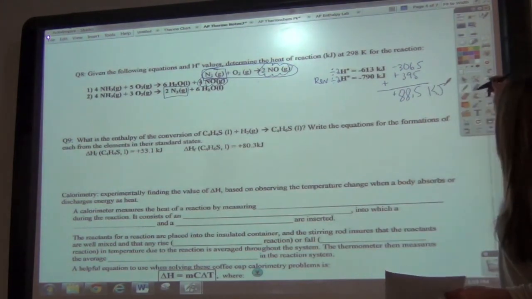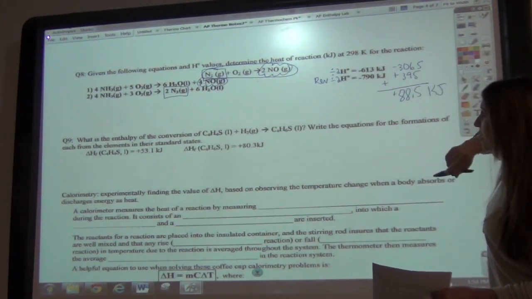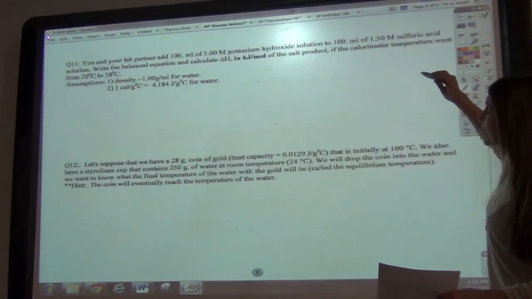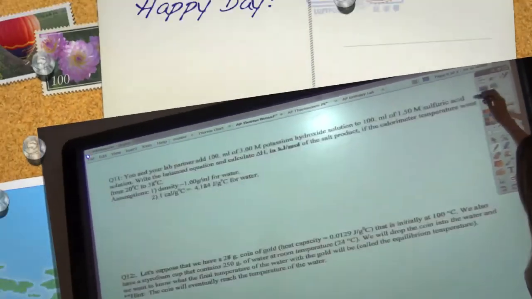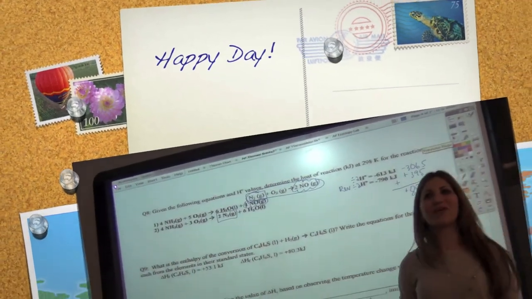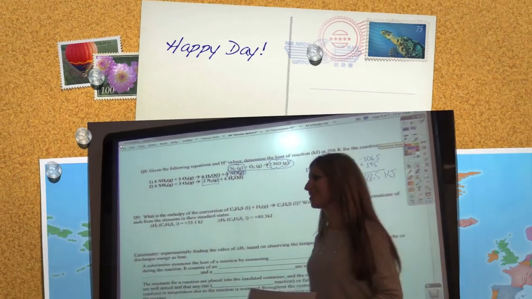When we come back, we'll do calorimetry, and we'll talk about a bomb calorimeter and how to do the calorimetry problems, and then we're done with notes. Okay. Great job, everyone. That's Hess's law.